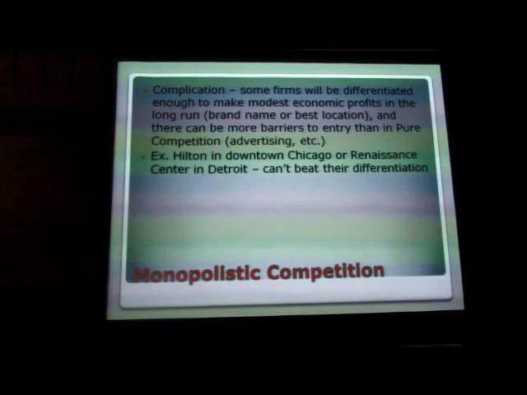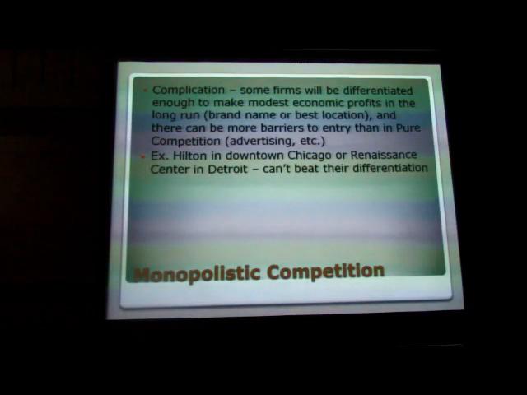Now, there is one complication that makes this, again, slightly different from a perfectly competitive firm, which is there are some firms that have such differentiation that they can maintain profits in the long run. For example, it could be related to their brand name, it could be related to having the best location, it could be related to having more barriers to entry.